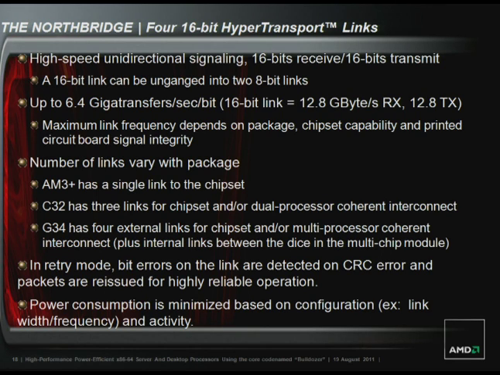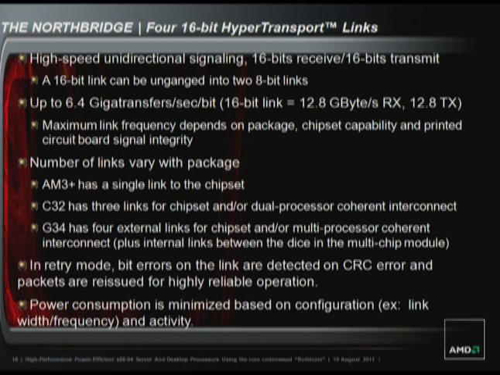The HyperTransport links: most of this is the same as it was in the Family 10 parts. For those of you familiar with HyperTransport, these are 16-bit links. What you get varies depending on which package you're using, what chipset you're using, and the quality of your printed circuit board, but at the peak you can get up to 6.4 gigatransfers per second. And then depending on the package, you have a single link, three links, or four links. System-wise, it's highly reliable. It'll retry packets if a CRC error is seen. It works very well, and obviously we tried not to burn any excess power there either.